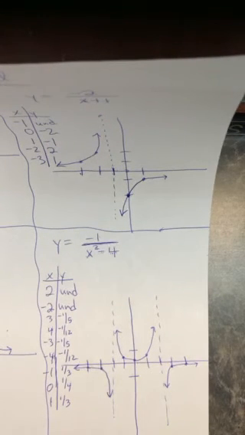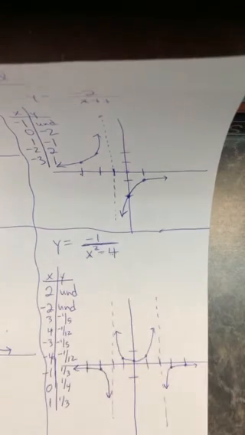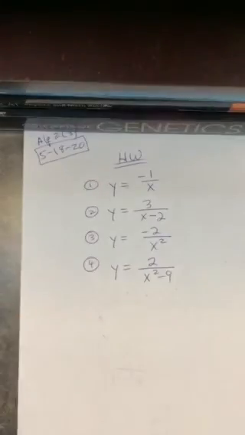So the last one, you got to be careful and focus on how your numbers line up when there's two asymptotes, okay? Great job.